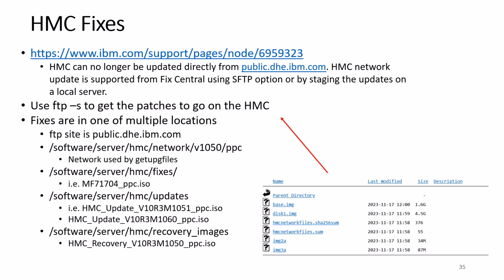So regular patches, like the latest fix for ML1060, you get from the HMC fixes directory, and it'll be an ISO image. Updates, which are bigger, more like a service pack, you get from the updates directory. And if you have to reinstall or do an actual initial installation, you can use the HMC recovery directory and grab that ISO. And the diagram that I've got there is showing you what you would expect to see in the network directory if you were doing getupgfiles and you wanted to look at doing this across the network.